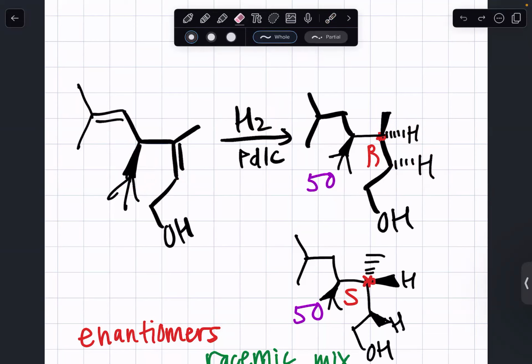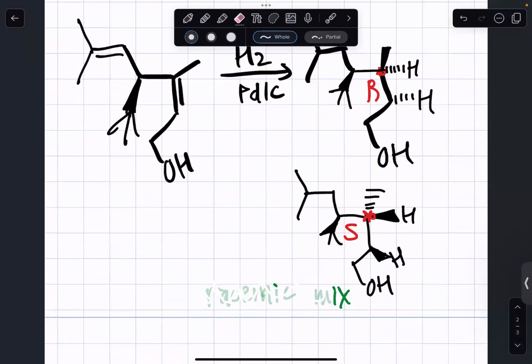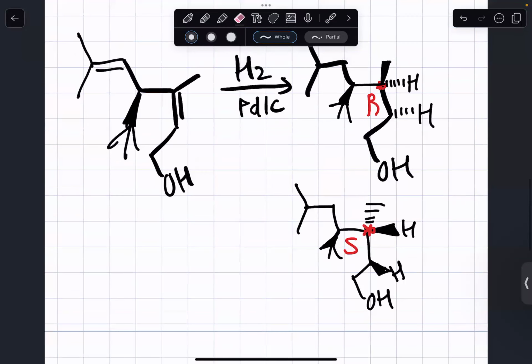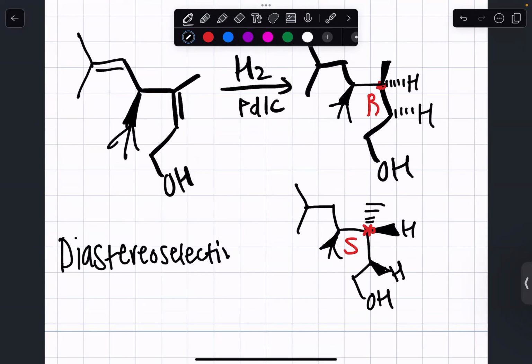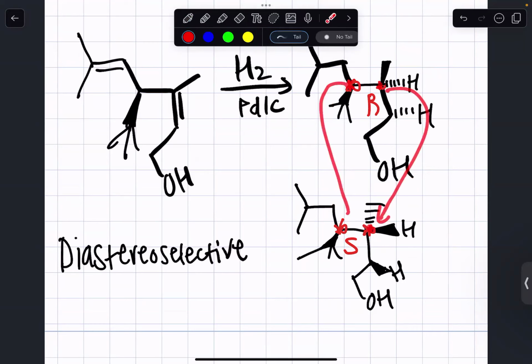And that would be the minor product. That wouldn't be a 50-50 mix of enantiomers anymore, and now this wouldn't be a racemic mix anymore. And now this right here is a diastereoselective reaction because these two are diastereomers of each other now. Because now we have two chiral centers where we see that this chiral center here that reacted changed, but this chiral center here did not change. It stayed the same.